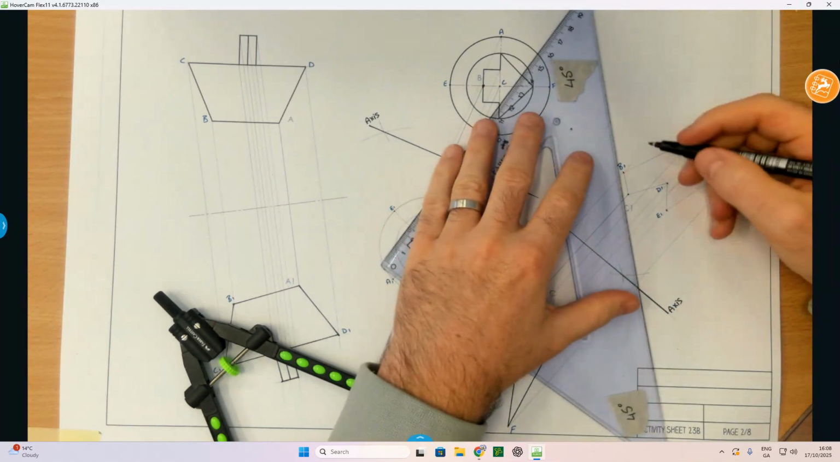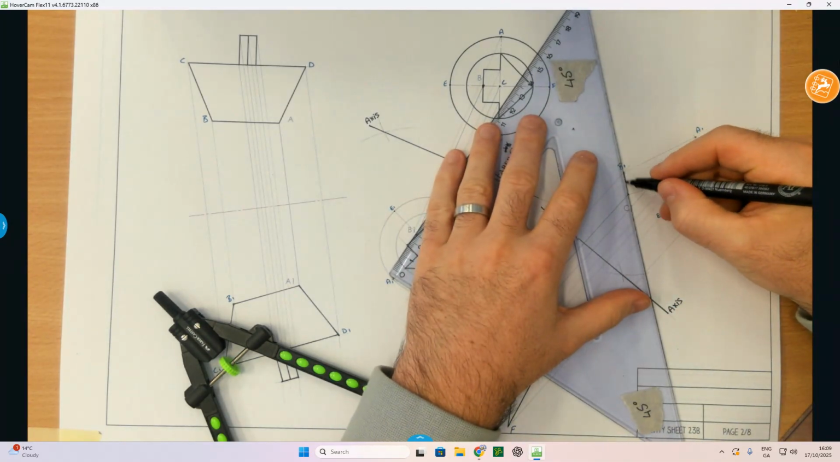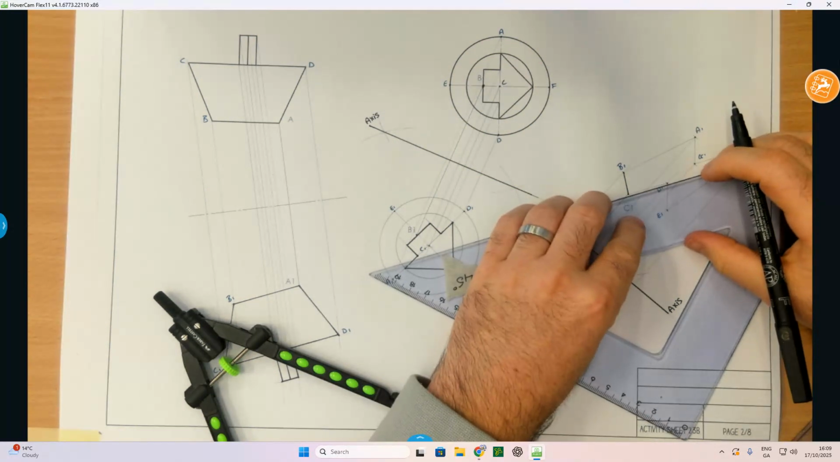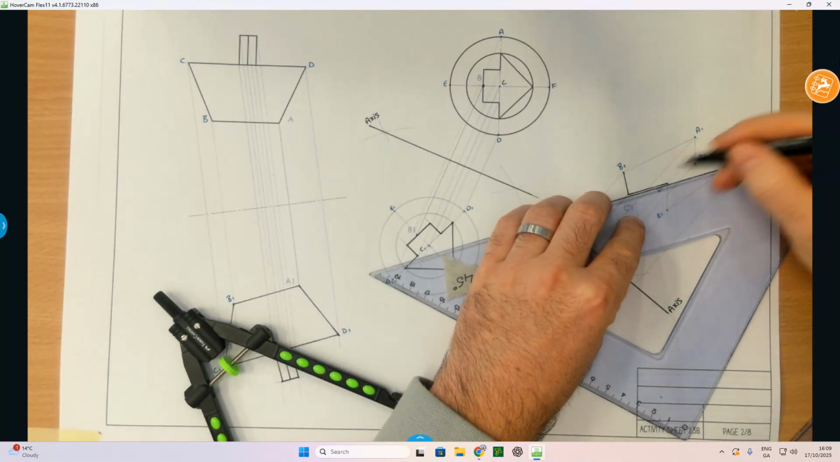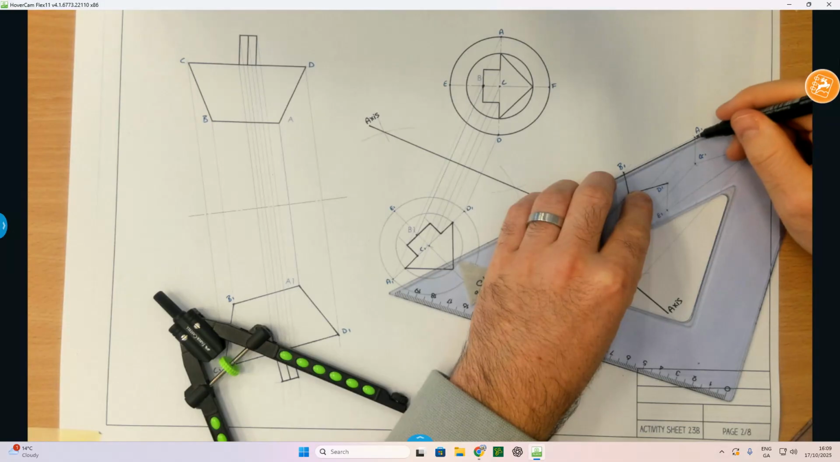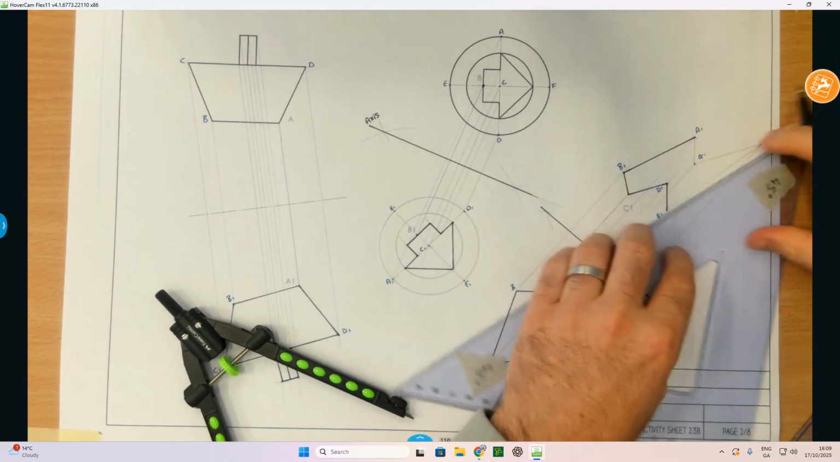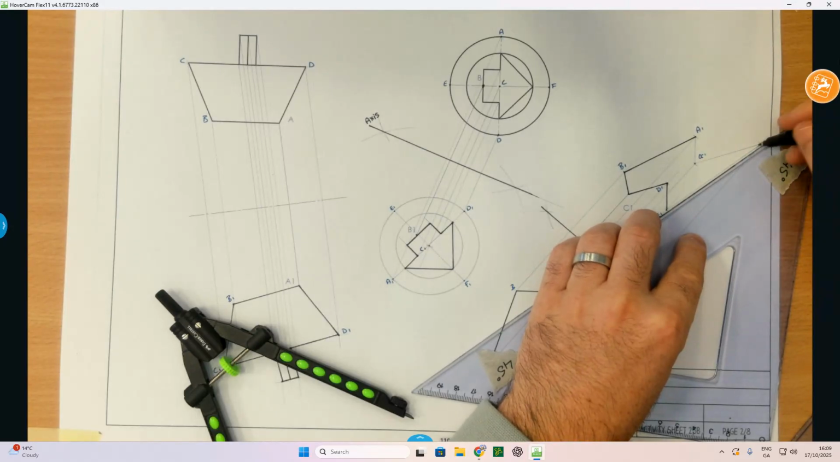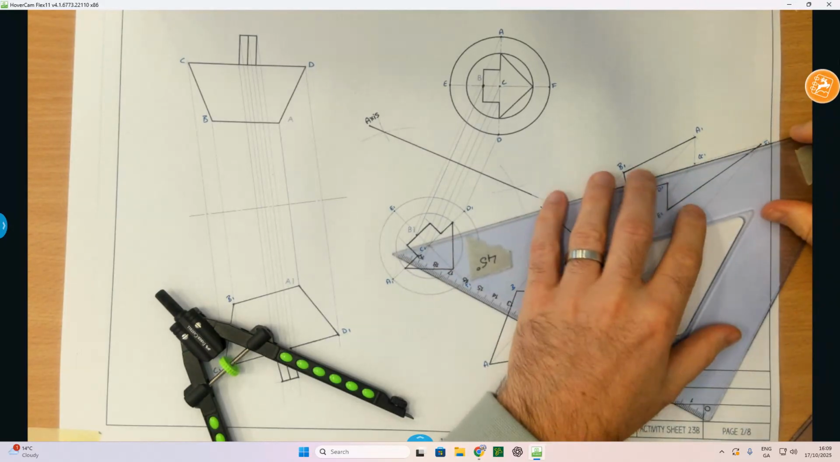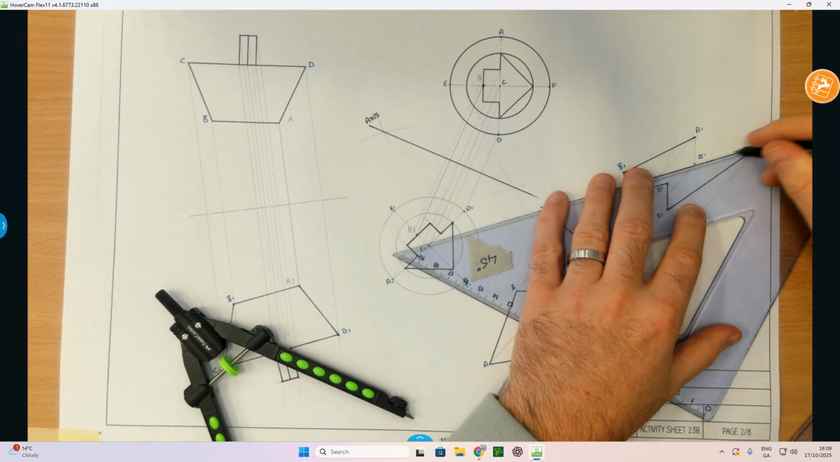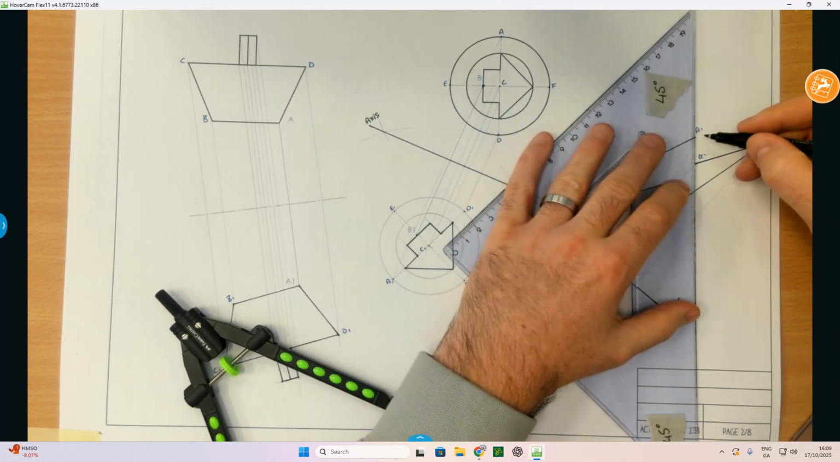Okay, there's my object. Now, just with the marker, once again, just for demonstration purposes, I'll have it in. A to B, B to C, C to D, D to E, E to F, F to G, and G to A.